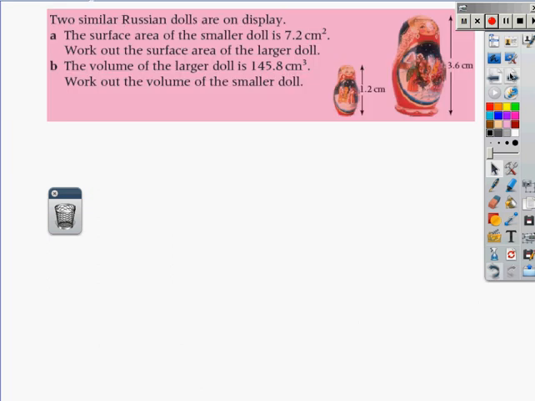So let's look at an example of these, and we've got two similar Russian dolls, and the surface area, the area around the outside of our Russian doll, is 7.2 centimetres squared, and we want to work out the surface area of the larger doll. Well, we can see that the length ratio, it's been enlarged by a scale factor of 3. So my length ratio is 1 to 3. It's gone up by a scale factor of 3.